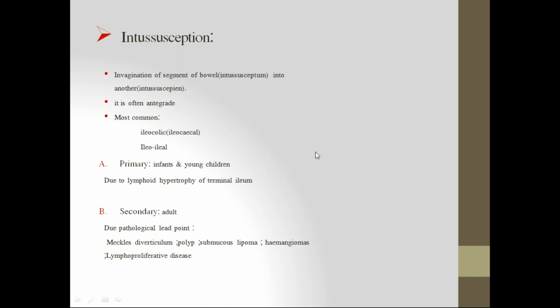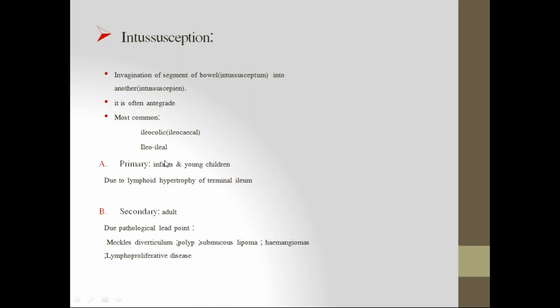In primary intussusception, the classical feature is passing of red currant jelly stools. Secondary intussusception is more common and is typically seen in adults. Here you should rule out underlying carcinoma or any other pathological lead point. So in cases of secondary intussusception, which occurs in adults, we need to address the lead point. Most commonly, resection or treatment of the lead point is done.